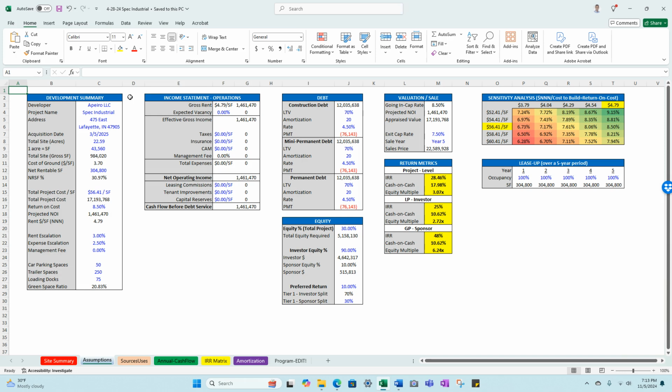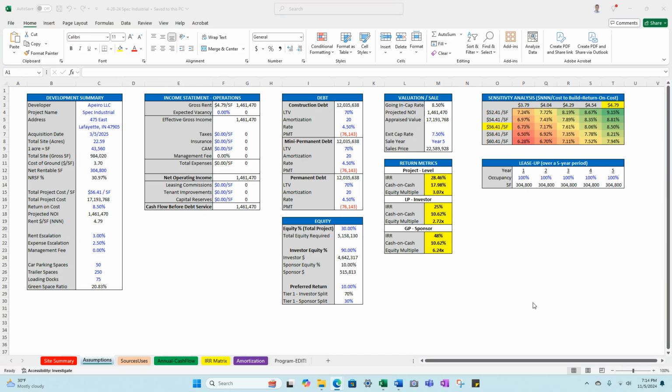With this being a 100 basis point spread on yield on cost and exit cap, which is 8.5 minus 7.5, our return metrics for the project were about 28% IRR, cash on cash was 18%, and the equity multiple was 3. So the LPs came out with an IRR of 25%, cash on cash of 10, and an equity multiple of 2.7. The GP had an IRR of 48, cash on cash was 10.62, and the equity multiple was 6.2.